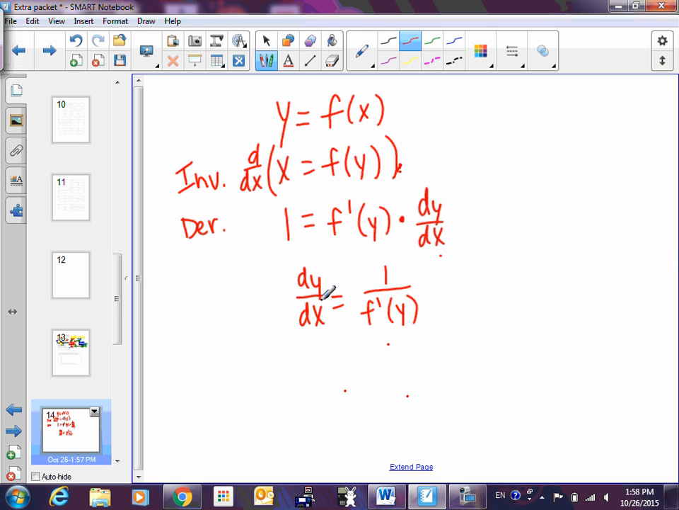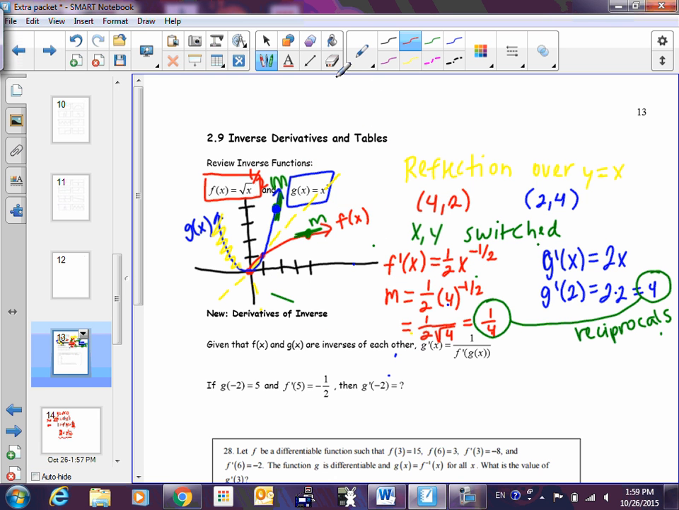So if you want to take the derivative of an inverse, what that's going to be is 1 over that function's inverse prime of the original function. This is not something you're going to memorize. I just wanted to show you. Let's go in and look at this formula right here: g prime of x equals 1 over f prime of g of x.